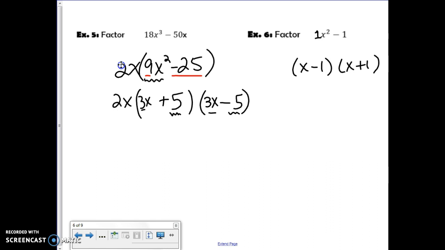That completes the notes for difference of squares. Stay tuned for the next video, and that will talk about perfect square trinomials. Thanks, guys.